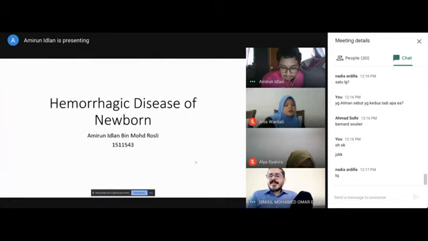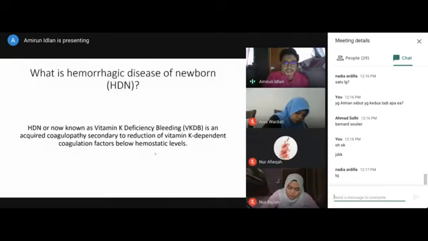So, hemorrhagic disease of newborn. This is the small outline: introduction, epidemiology, classification, etiology, clinical features, differential diagnosis, management, complication, and also prognosis. So what is meant by hemorrhagic disease of newborn? Now it is known as vitamin K deficiency bleeding, and hemorrhagic disease of newborn is not used anymore. Vitamin K deficiency bleeding is an acquired coagulopathy secondary to reduction of vitamin K dependent coagulation factors below the hemostatic level. So it is basically a deficiency in vitamin K.